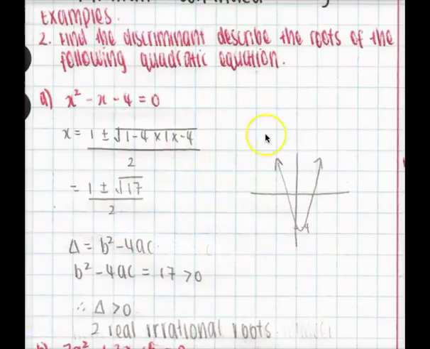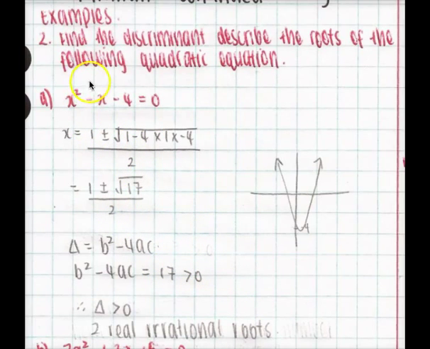So if we just look at the discriminant only and look at the equation of the parabola or the quadratic equation, you can tell by looking at the quadratic equation whether the parabola is concave up or not. And by just looking at the discriminant, you can see how many roots the equation has. Okay?